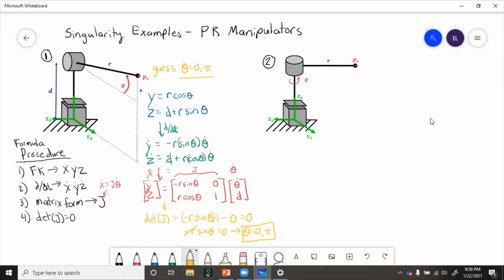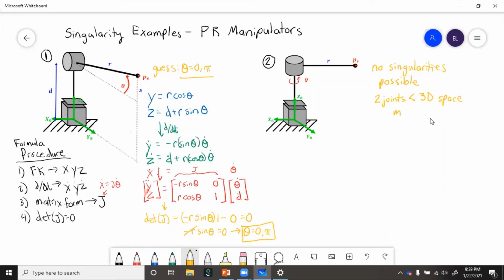Now for the second manipulator, looking at this one, at any angle of theta, it can pretty much move in the XY plane. Theta only controls the XY plane. Z only controls the Z direction. So this robot can move in 3-dimensional space, but it only has 2 joints. Therefore, it cannot have a singularity. And we should be able to see this because when we get the Jacobian, it will end up not being square, and you cannot take the determinant of a not square Jacobian.